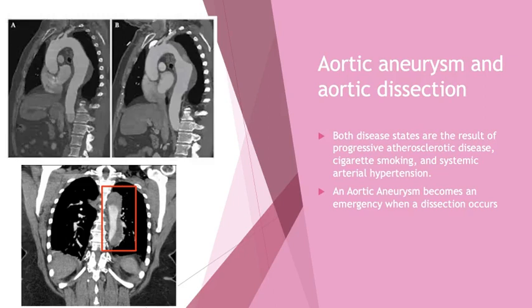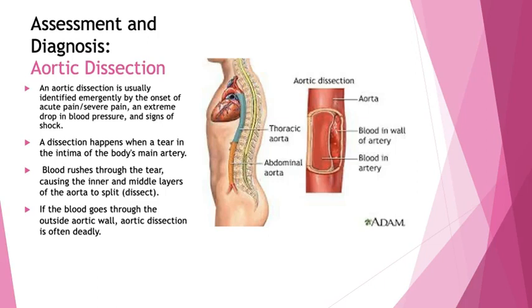Both disease states, both the aneurysm and the dissection, are the result of progressive atherosclerotic disease, cigarette smoking, and systemic arterial hypertension. So these again are cardiovascular patients. So then we go here: how do I know that my patient has an aortic dissection, or what do I need to be concerned about when I'm monitoring my patients?